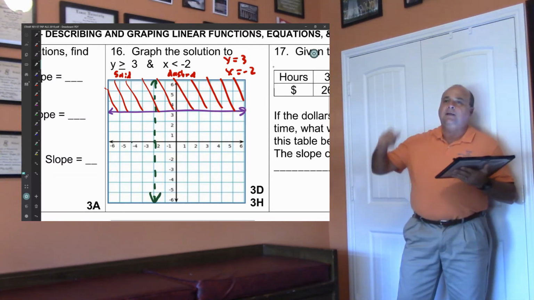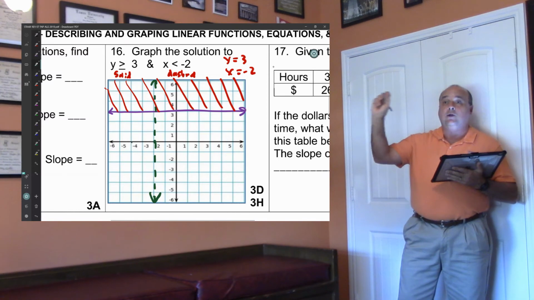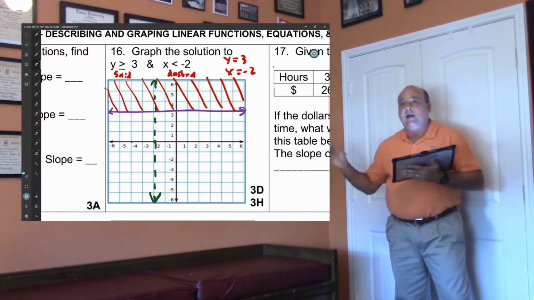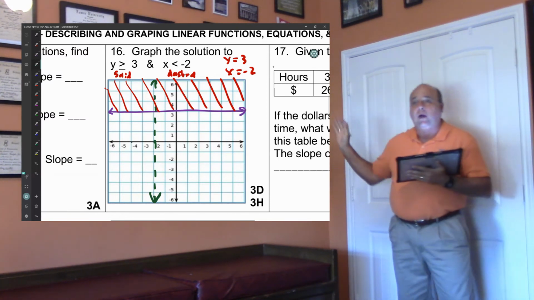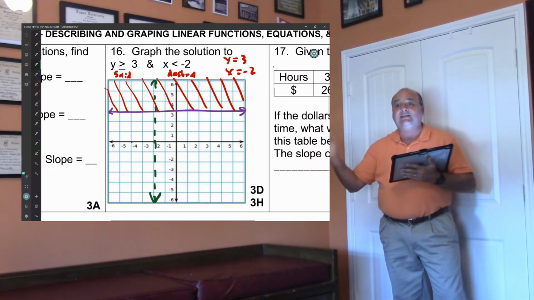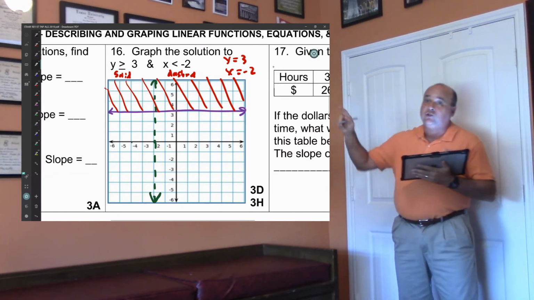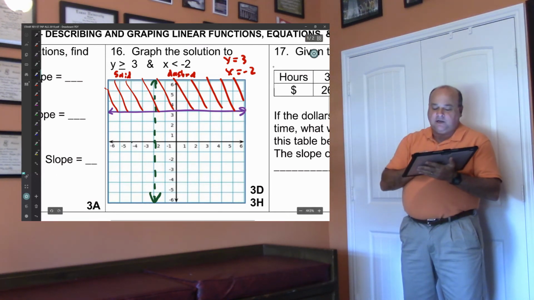The dashed line means it's going to be less than or greater than, and it will not have the equal bar. Now then, the x-axis goes left and right. Which way is less than on the x-axis? It's to the left, isn't it? So I'm going to shade this line to the left.